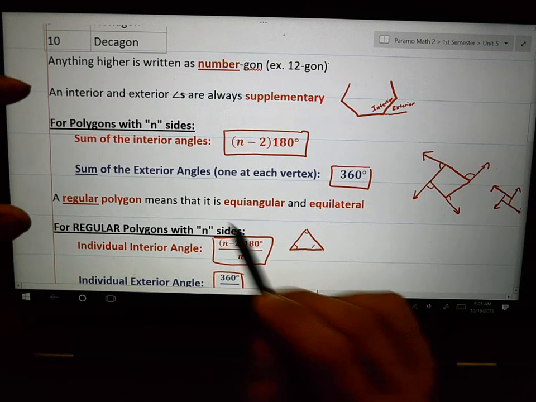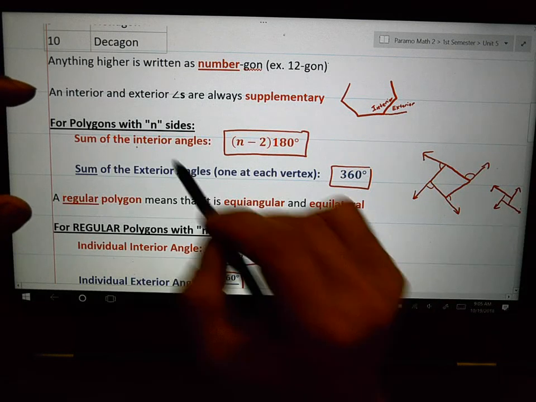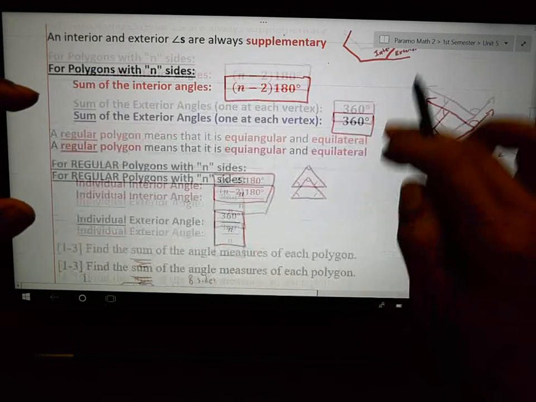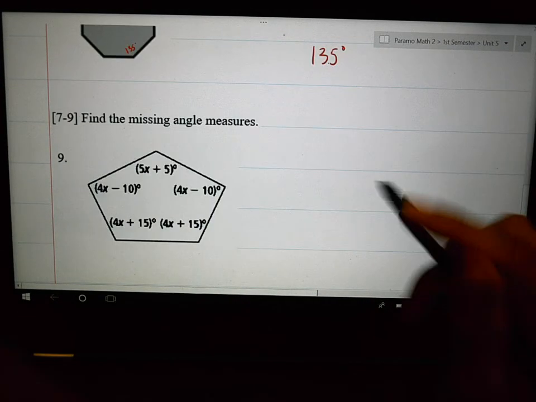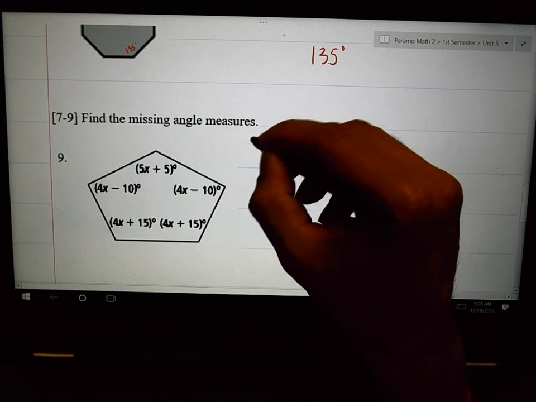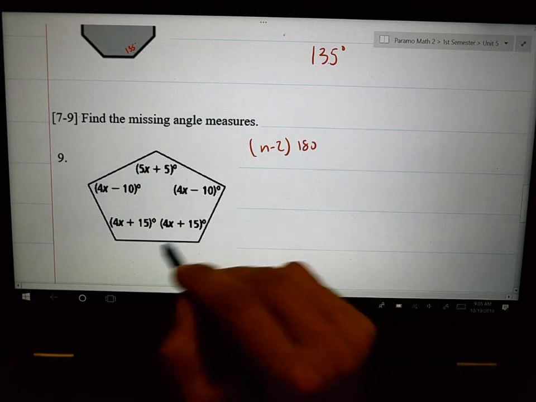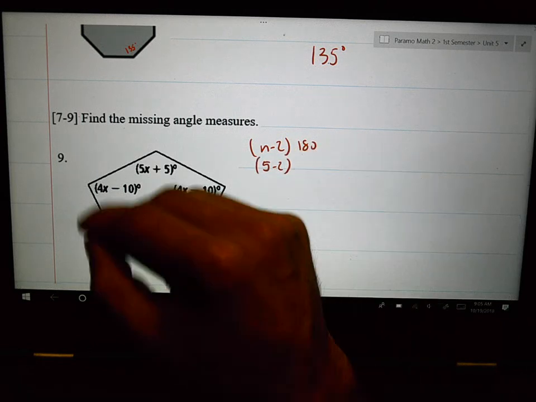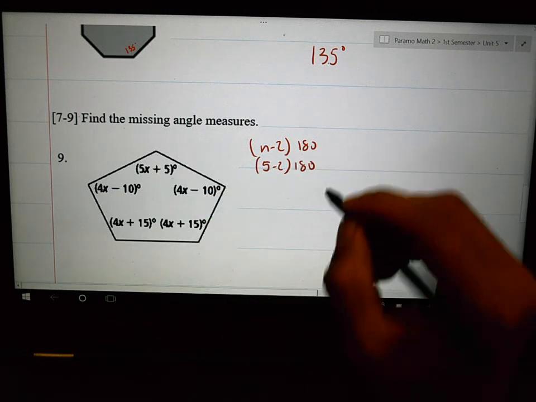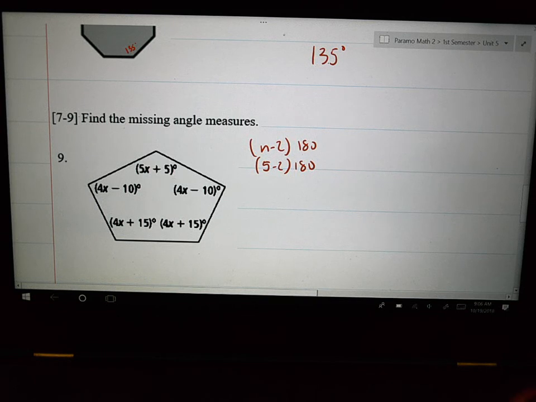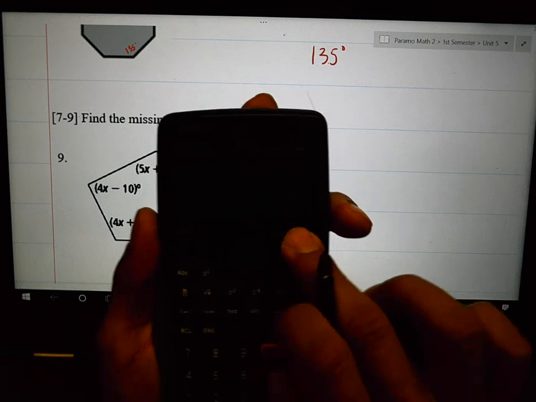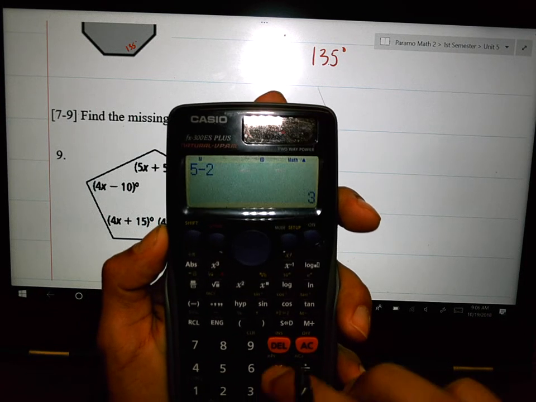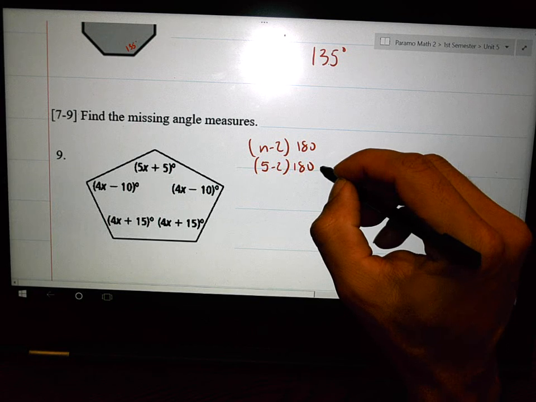Which one am I going to do? Are these interior angles or exterior angles? Oh, they're inside. I'm going to use the interior angles. I need to use this formula somehow. So the first thing I do is I'm going to figure out what is the sum of all of these angles. I plug in the number 5 because this is a pentagon. It has 5 sides. So I know that the sum should be 5 minus 2 times 180. I don't know what that is, so I'm going to use my calculator. 5 minus 2 is 3 times 180 is 540 degrees.